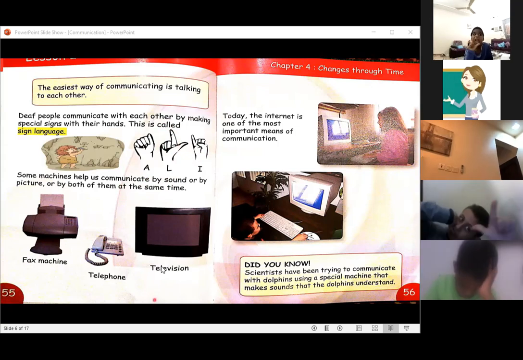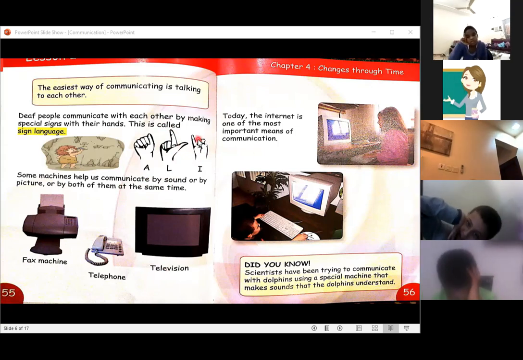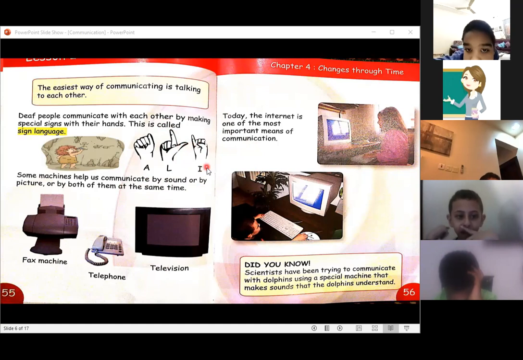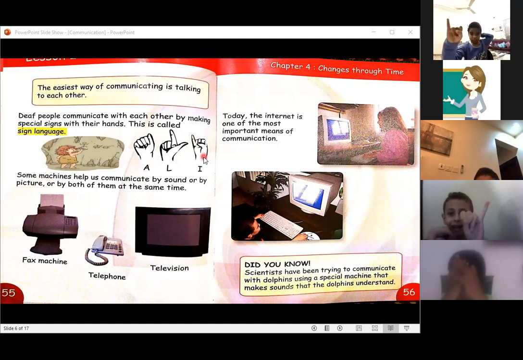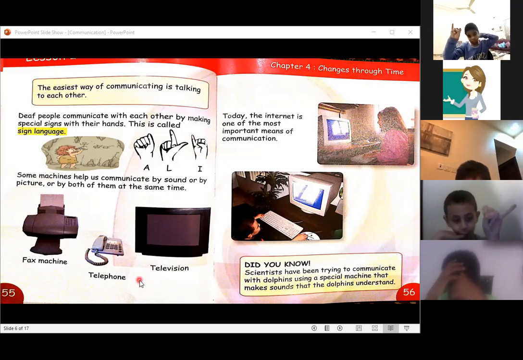Okay. And make the sign of letter I, letter I. No, this is the small finger, letter I, Basil. Letter I. Small finger, the tiny one. Yes, letter I, yes. Good job.